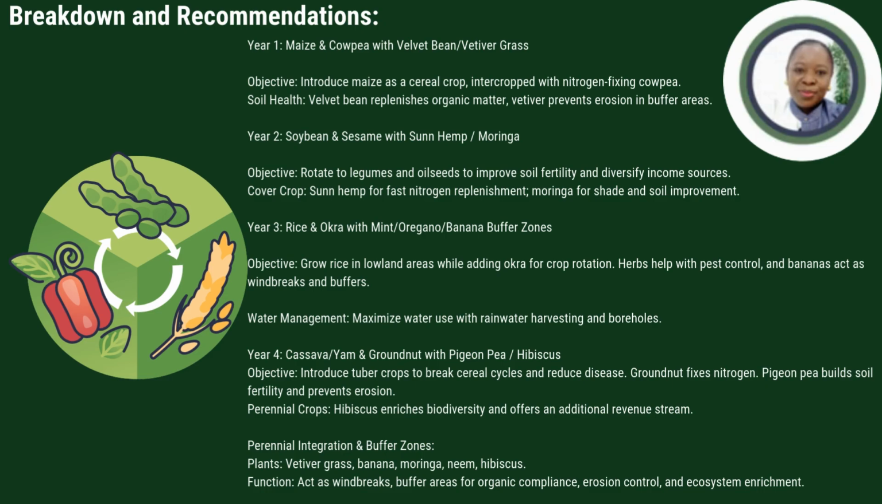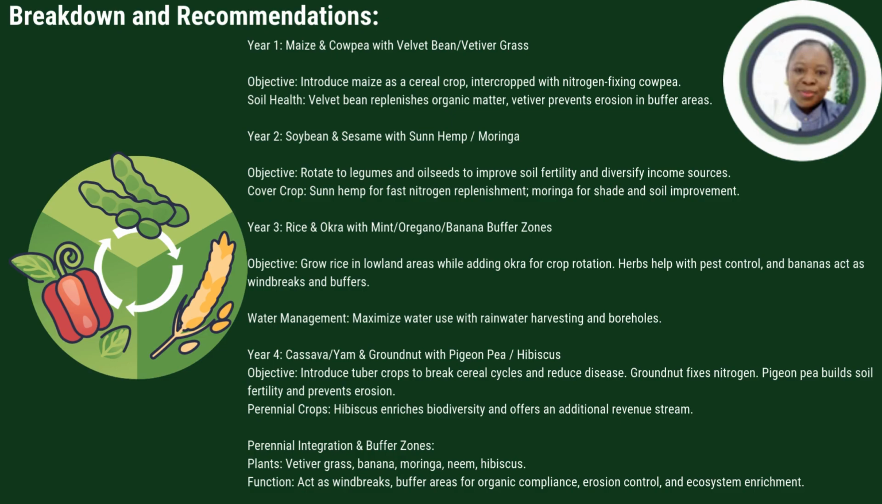In the second year, remember we chose soybean as our primary crop with sesame seed and sun hemp or moringa. The objective is to rotate legumes and oil seeds to improve soil fertility and diversify income sources. Cover crops such as sun hemp for fast nitrogen replenishment and moringa for shade and soil improvement.